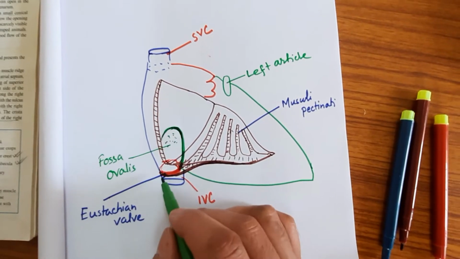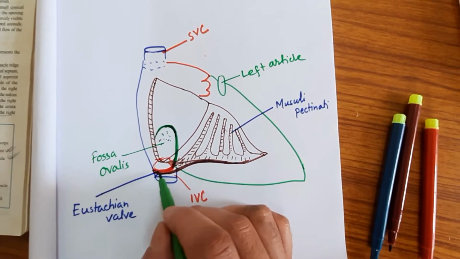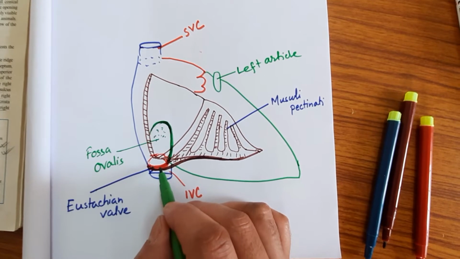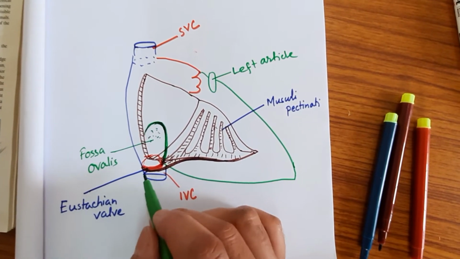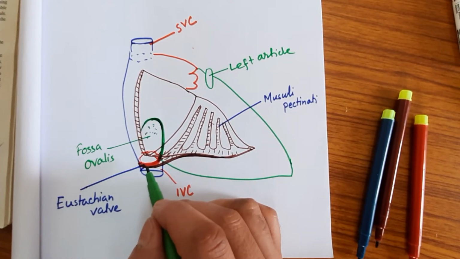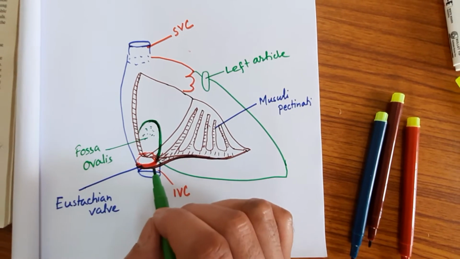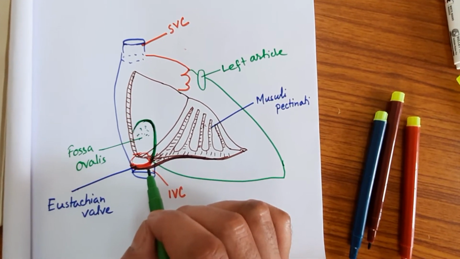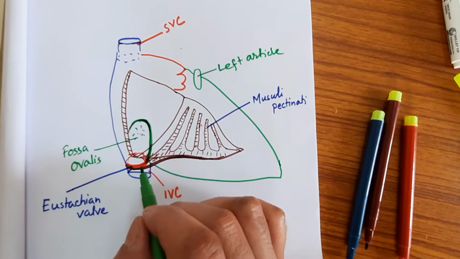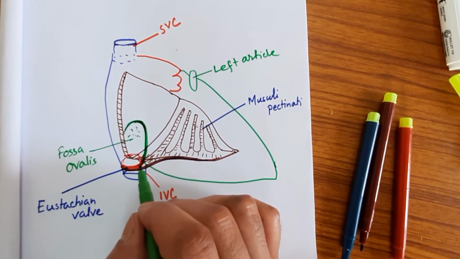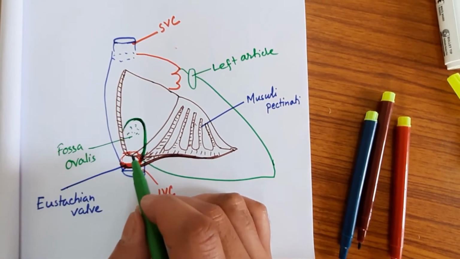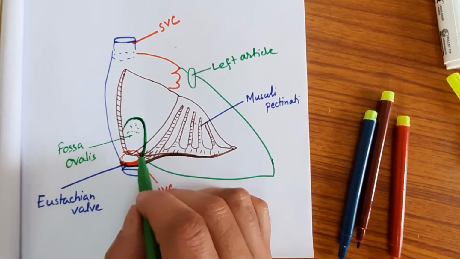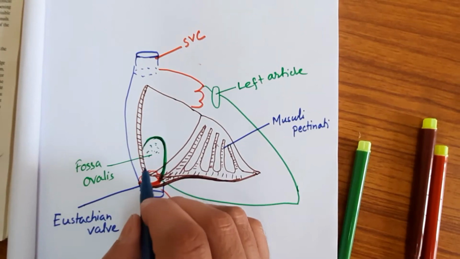Again, one thing is that the eustachian valve is formed by a duplication of the endocardium, and it contains a few muscle fibers also. This opening is also known as the rudimentary valve, the eustachian valve.